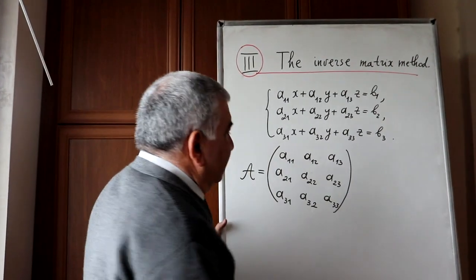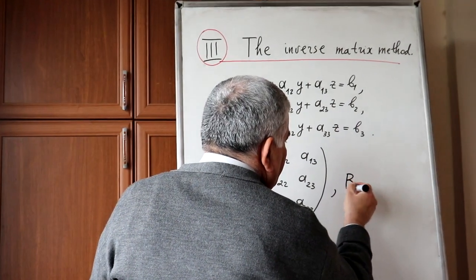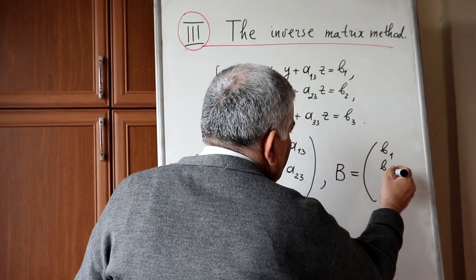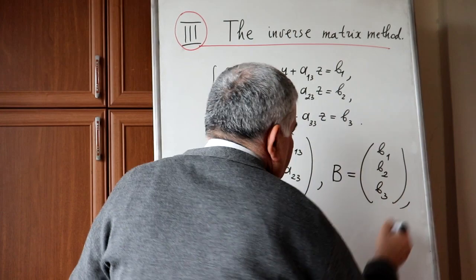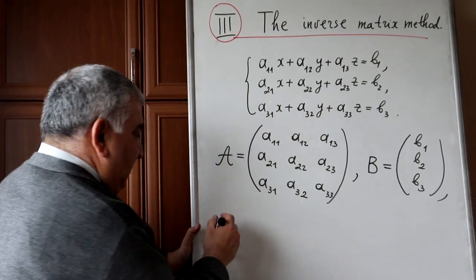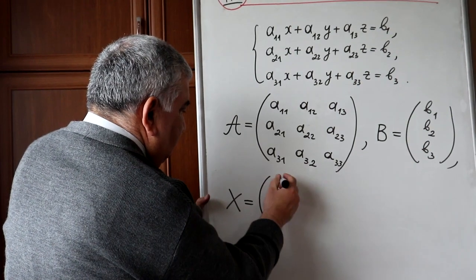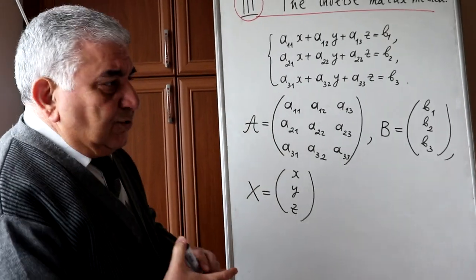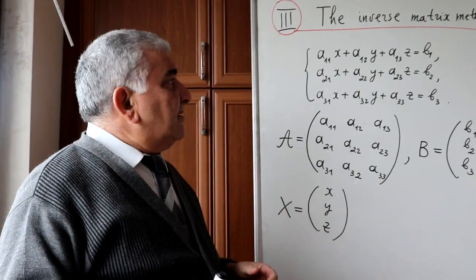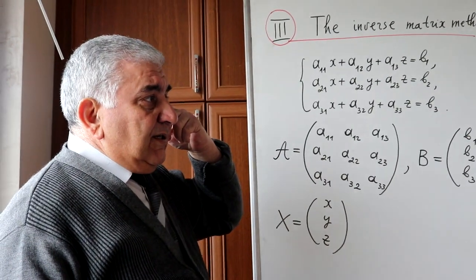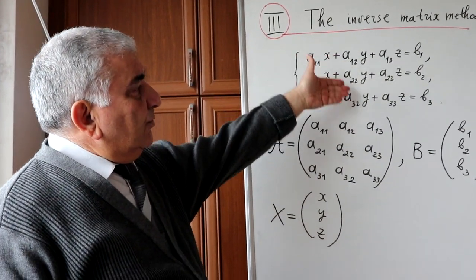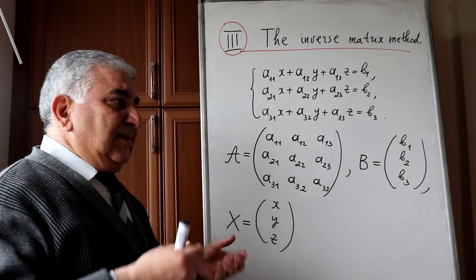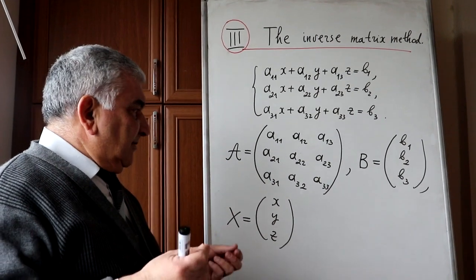The column of constant terms, denoted B capital: b1, b2, b3, and the column of unknowns, X capital equals x, y, z. For solving a linear equation system by the inverse matrix method, we can represent the general form of the third order linear system in the matrix form. That is, we must write the linear matrix equation.